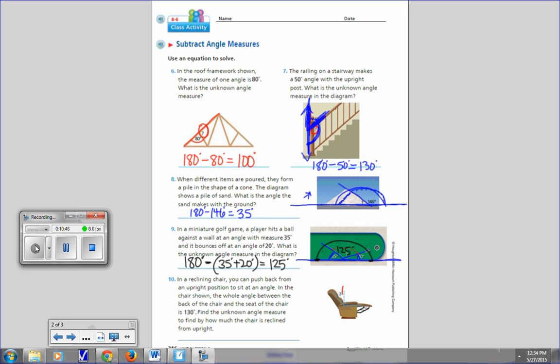Well, upright would mean what? 90 degrees, yeah? If I know that from here to there is 130 degrees, I think it said. Yep, 130. I just need to subtract that 90-degree angle, because that would be upright, from the 130, and I automatically get 40 degrees. That's how I know what this reclining measure is.